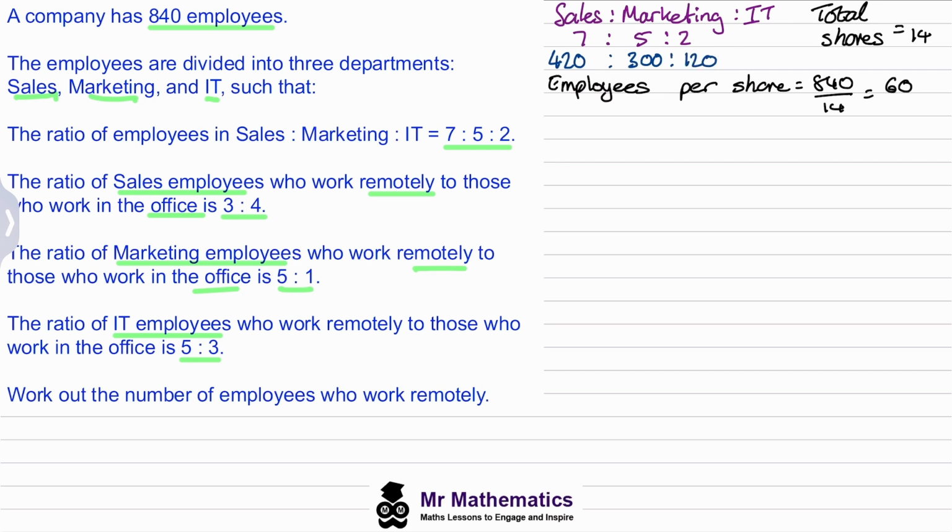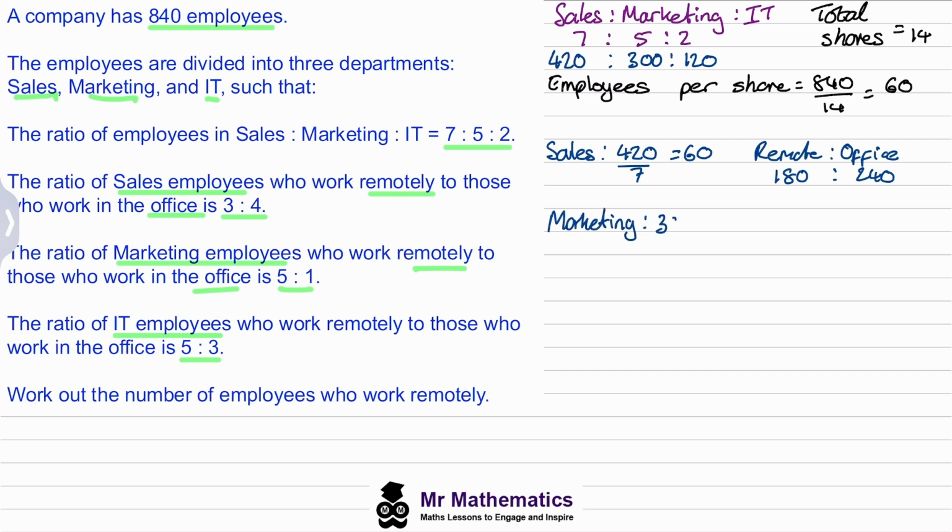So now we can use these individual ratios to find the number of employees in each of these categories that work remotely. We've got 420 people in total in sales, and this is in a ratio of 3 to 4 to remotely or in the office. So there's 7 shares here. So we'll divide this by 7. This will give us 60. So we'll multiply each of these by 60, and we get 180 that work remotely and 240 that work in the office.